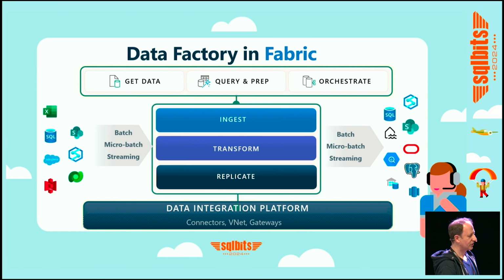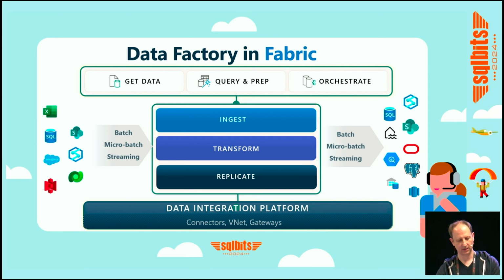All of this resides on a common unified data integration platform, which provides both the connectors, so the connectivity to all the sources, the security for VNet, also the capabilities to reach out to cloud sources as well as to on-premises sources via our gateways. So all of this is basically the common foundation of the Data Factory capabilities which we have in Fabric.